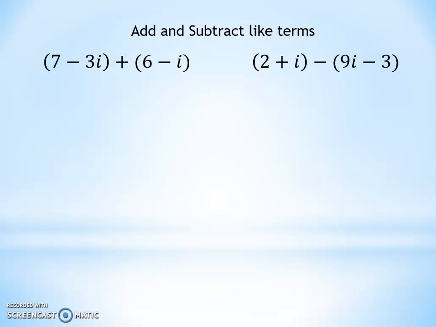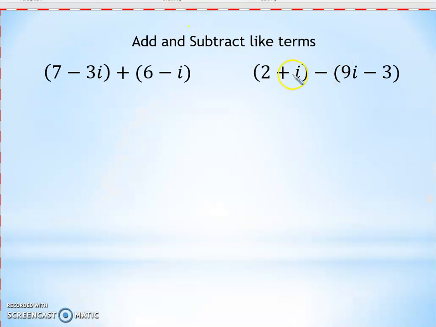Just some more examples. If you have multiple items here, they might not be in the same order. Make sure you are combining like things. So the 2 minus the negative 3 would be 2 plus 3, which would give us 5 for the real number. And then i minus 9i would give us a negative 8i for the imaginary number.